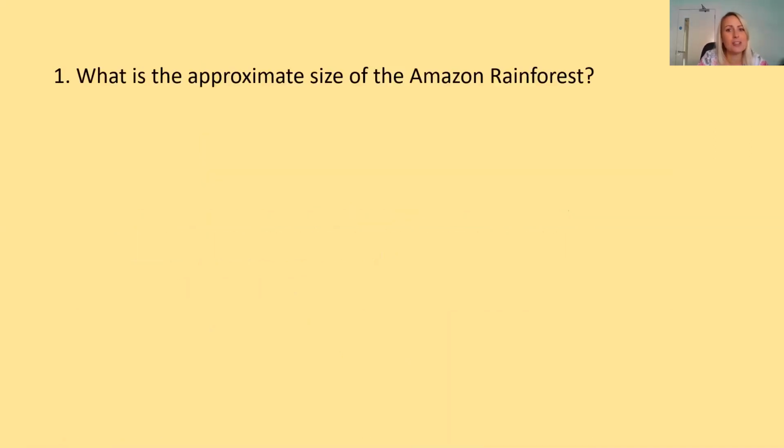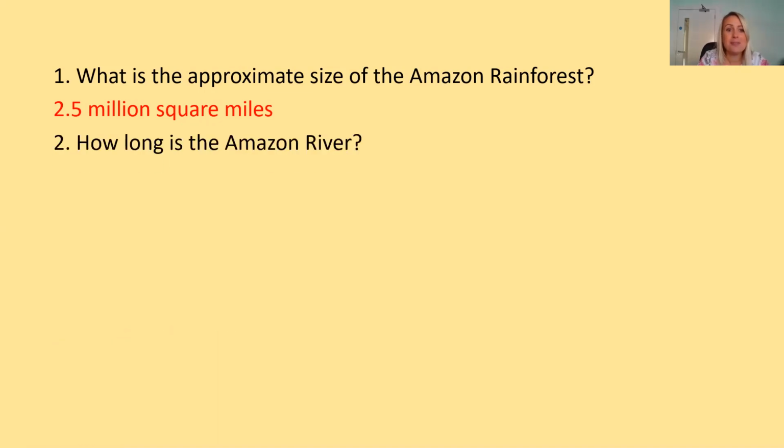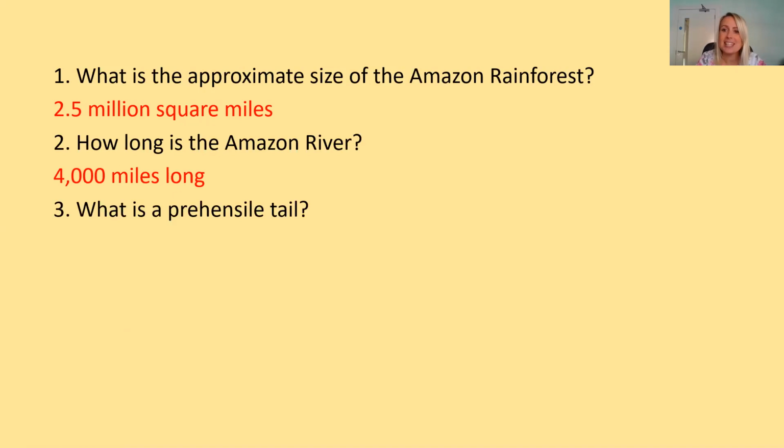So the approximate size of the Amazon rainforest is 2.5 million square miles. The Amazon River is 4,000 miles long. A prehensile tail is a tail which grips to the trees. Spider monkeys have them.